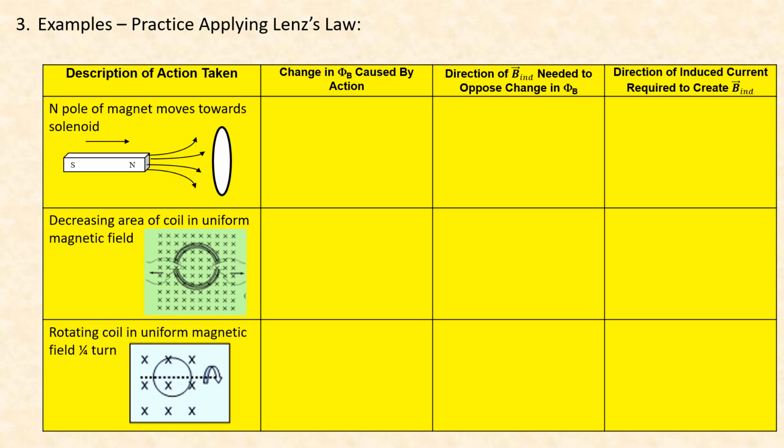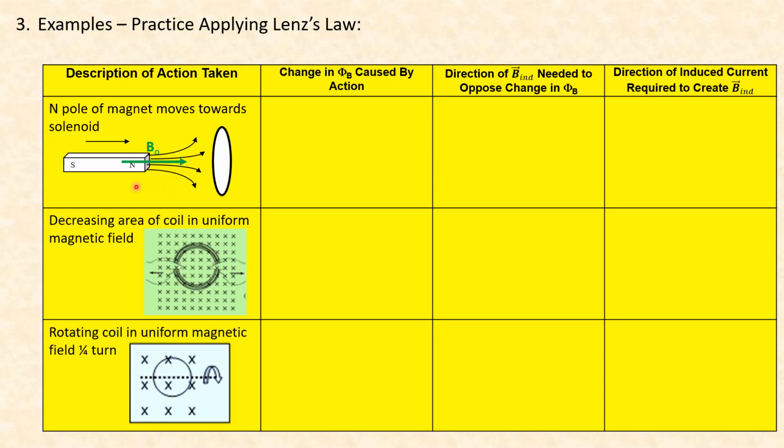All right, so it is now time to apply this 3-step procedure and Lenz's law to some problems. So we'll see here in our first problem, we're told that the north pole of a magnet moves towards a solenoid. Notice that in these 3 columns, each column represents one of the steps in the process that we need to figure out in order to find the direction of the induced current. So you'll see here that the direction of the original magnetic field, I'll call B naught, is in the direction of these magnetic field lines.